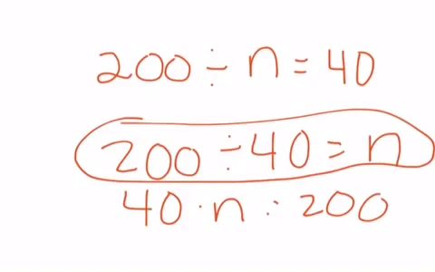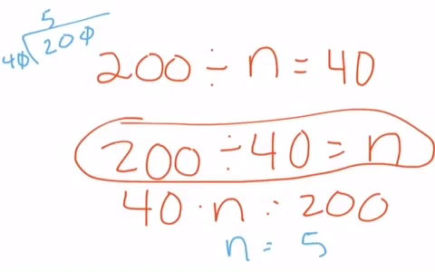So hopefully I can do this off to the side here. I have 200 divided by 40, and I just take the 0 off there. So it's going to be 20 divided by 4, which is equal to 5. Therefore, I know that n equals 5. So there's our algebra equation and our solution equation on the bottom there.